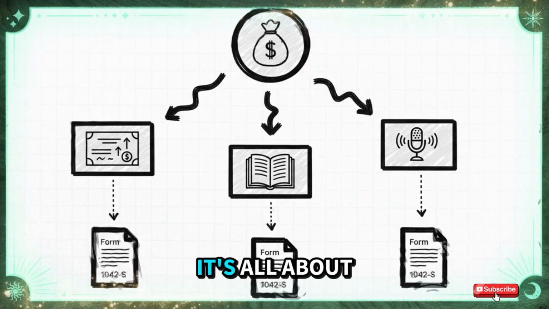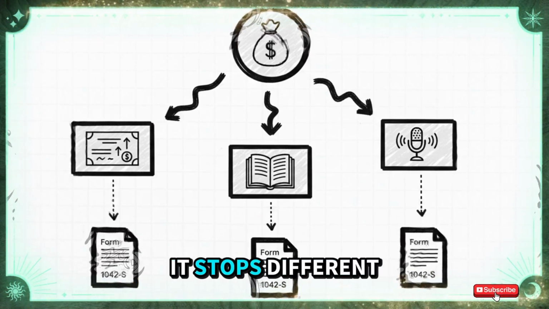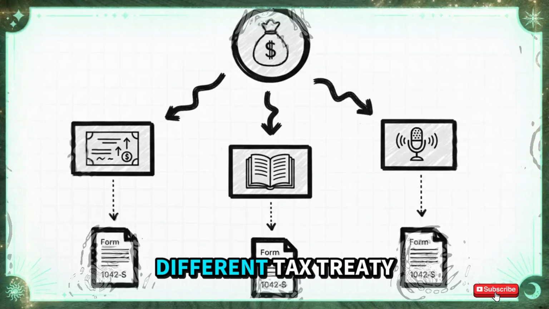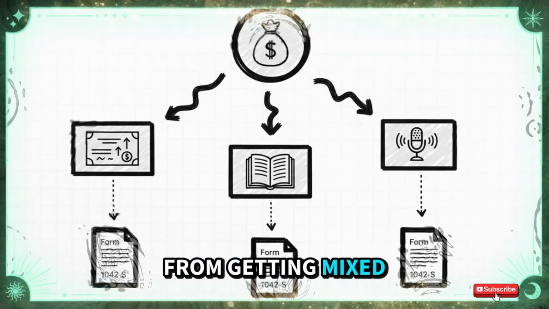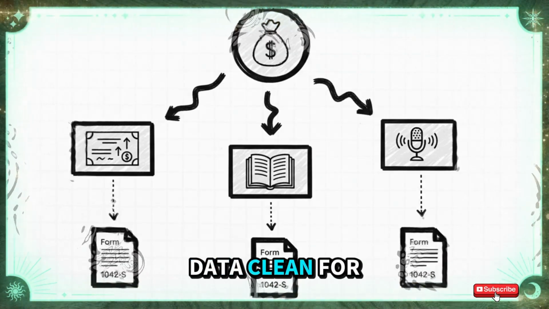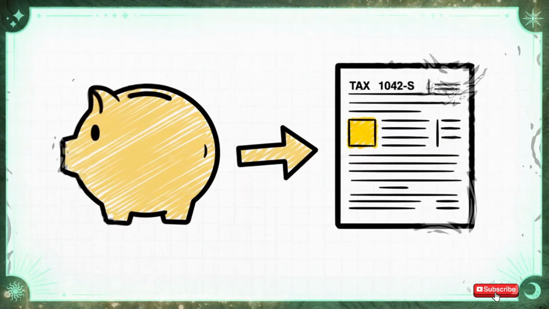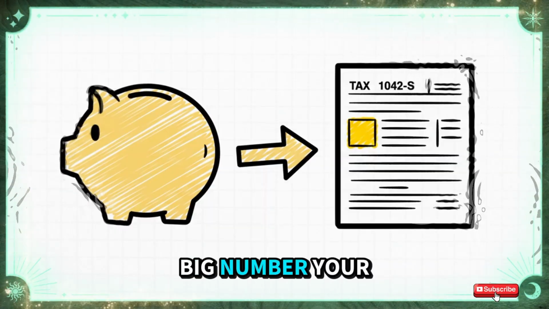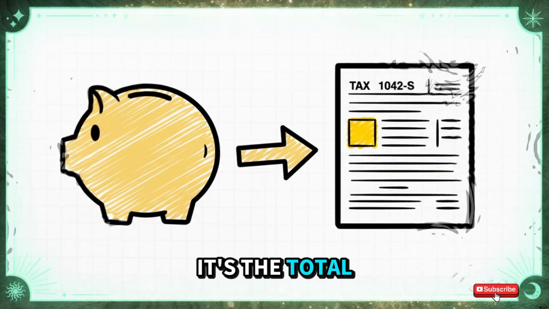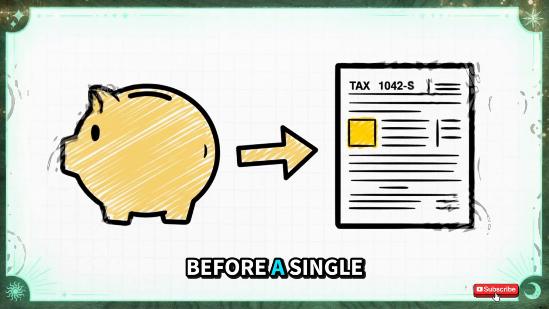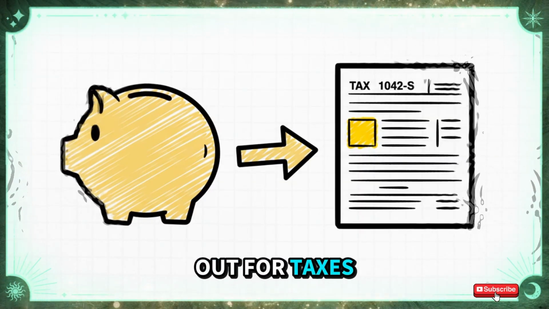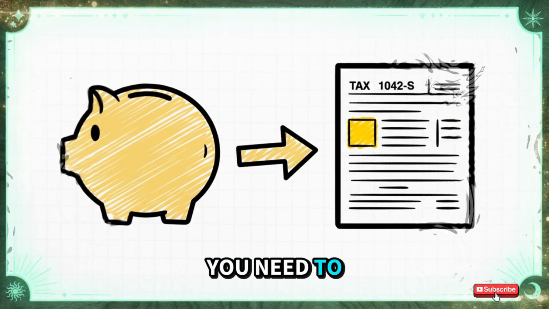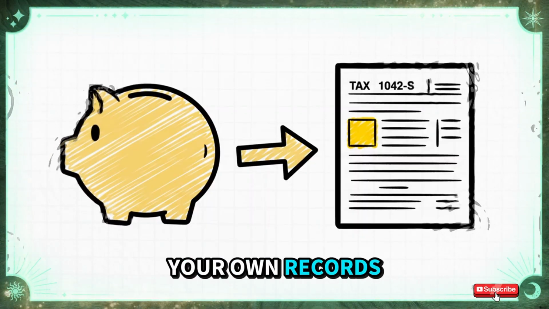Why? Well, it's all about data integrity. It stops different kinds of income, which might have different tax treaty rates, from getting mixed up. It keeps the data clean for the IRS. Next up, box 2. This is the big number, your starting point. It's the total amount of money you were paid before a single penny was taken out for taxes. This is the number you need to be able to match up with your own records.